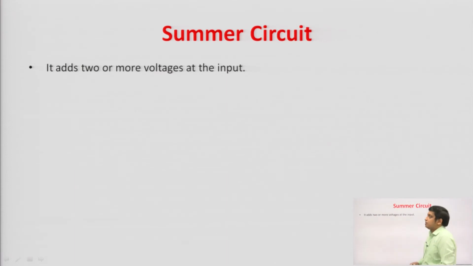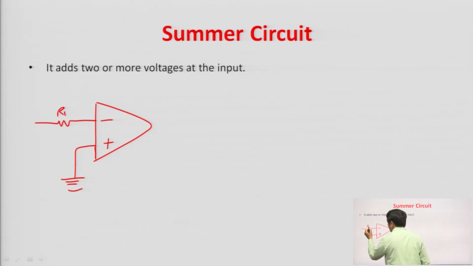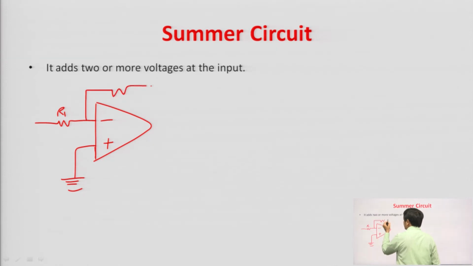Now, one of the applications of the inverting amplifier is the summer circuit, the adder circuit. We can add 2 voltages or more than 2 voltages using the inverting configuration of the op amp. We have already seen the inverting configuration of the op amp. In it, the non-inverting terminal is grounded, and at the inverting terminal there is a resistor connected, let us say R1, and in the feedback there is a resistor RF. This is the output voltage V naught, and this is the input voltage V1.